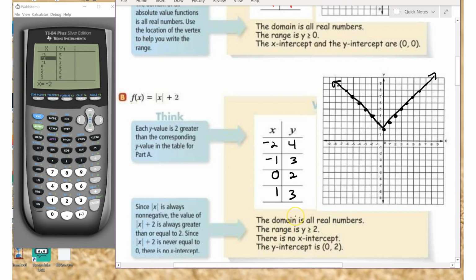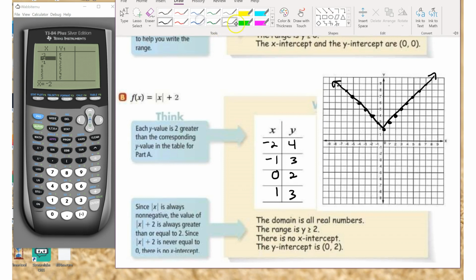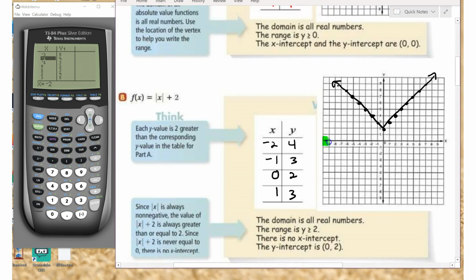So the domain, once again, is a listing of all the possible x values. So in this case, it's going to be all these values here. Now, this is the domain. So I'm going to write domain. The domain is going to be all real numbers. Now, the range is different.